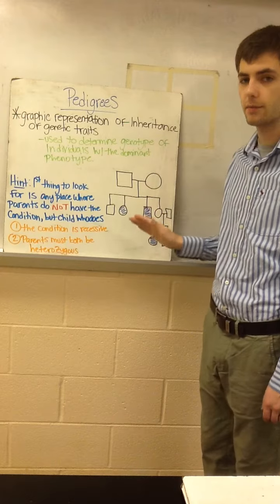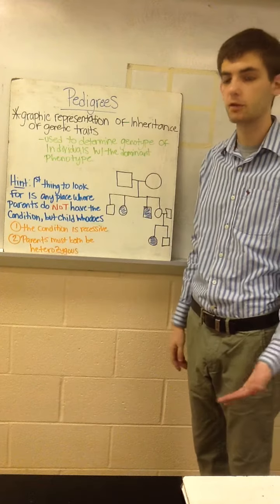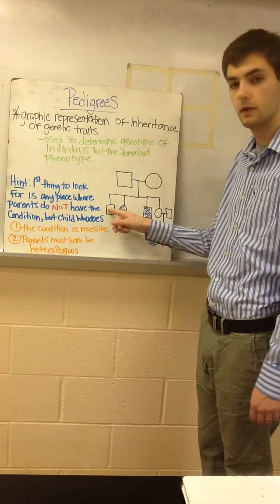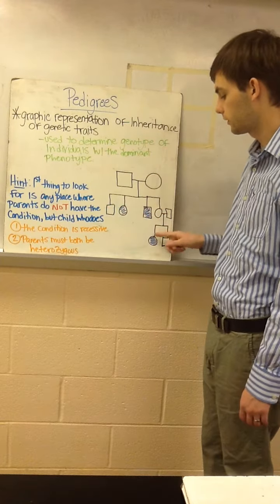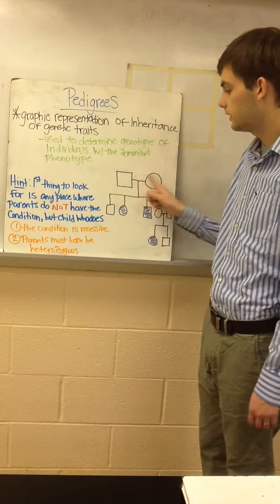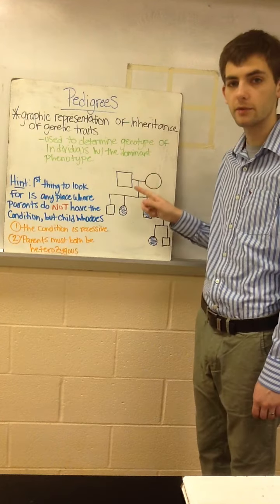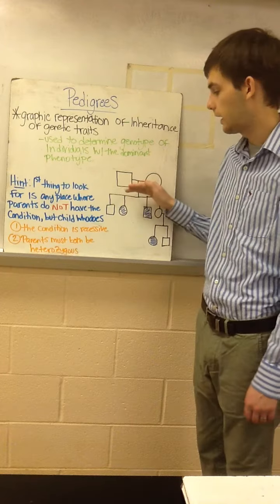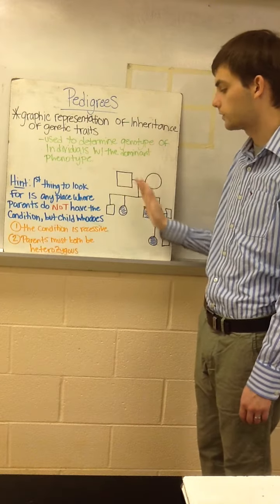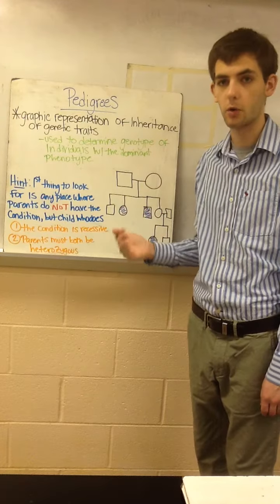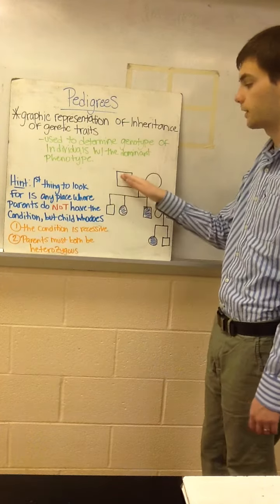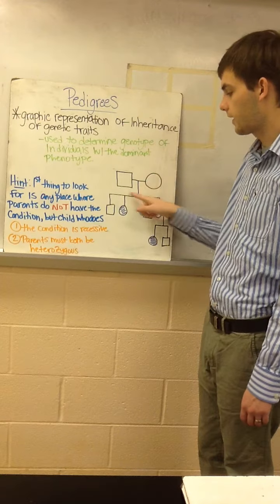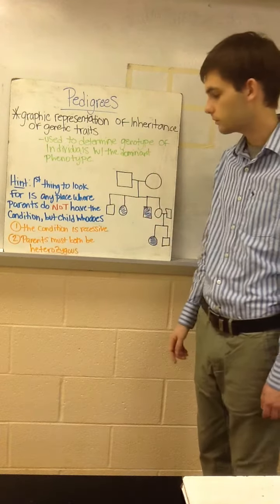This is an example of a pedigree. A pedigree is composed of multiple parts. Your squares will represent males, and your circles will represent females. These horizontal lines will represent whether or not the two individuals are married, and your vertical lines would represent the production of offspring or their children. So in this example, we have a male and a female who are married, and they have 4 children.